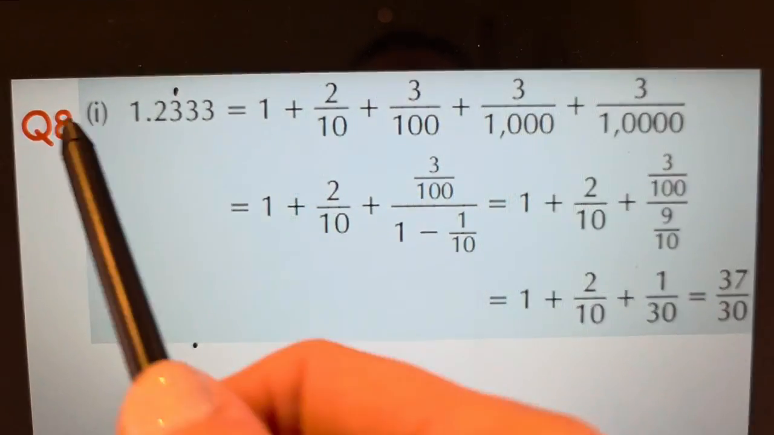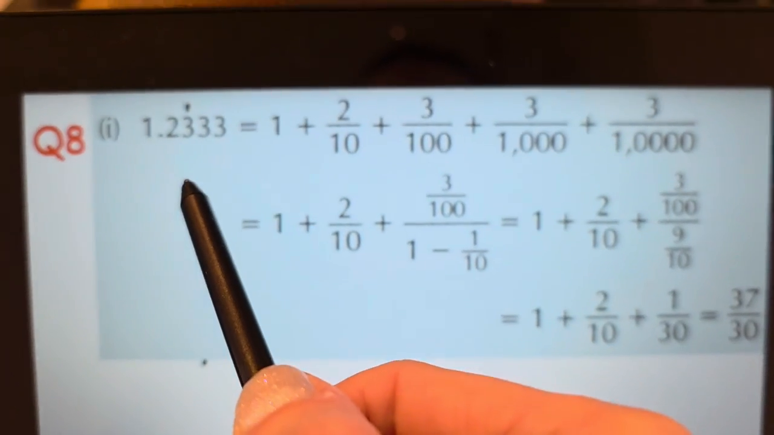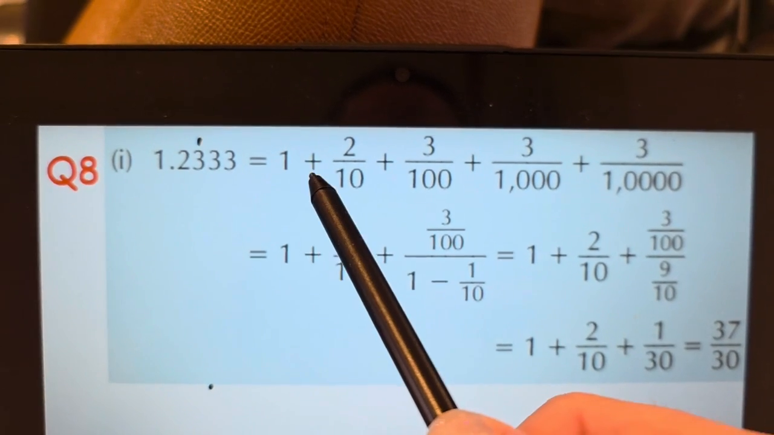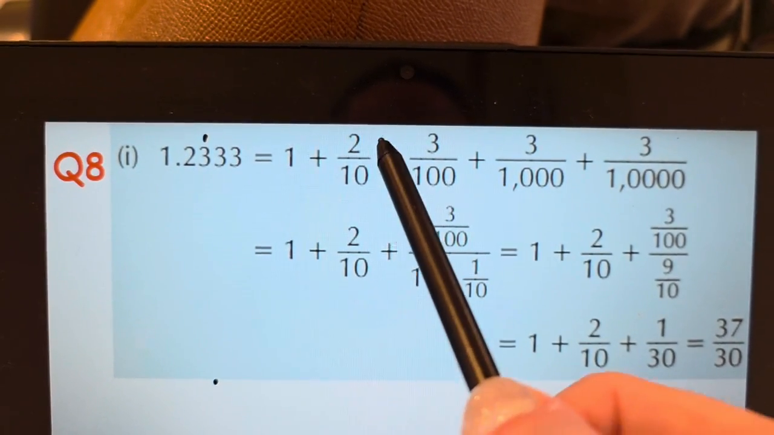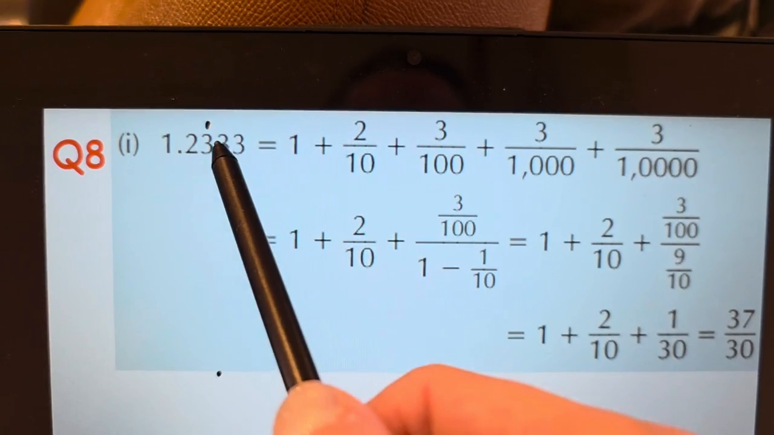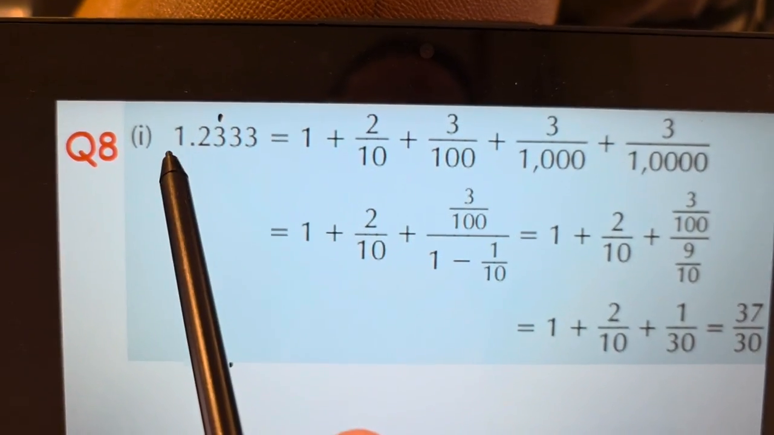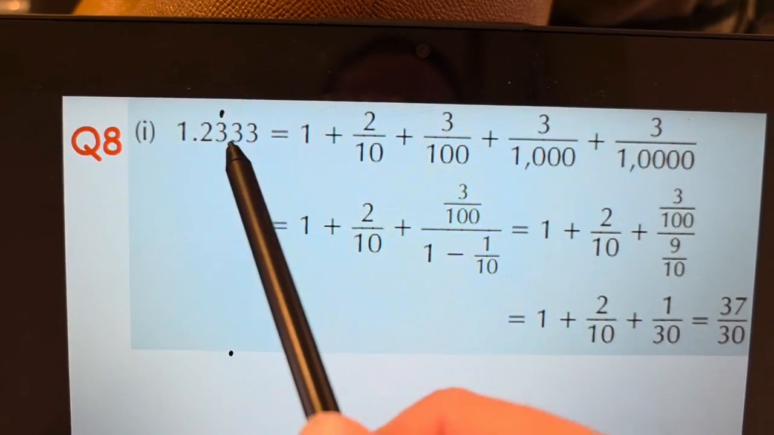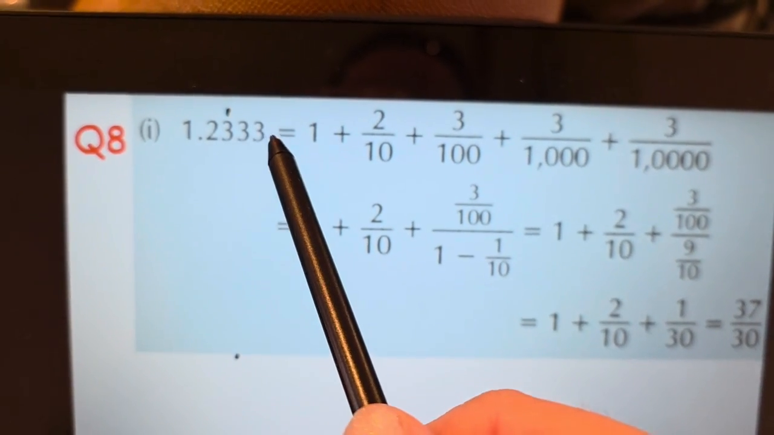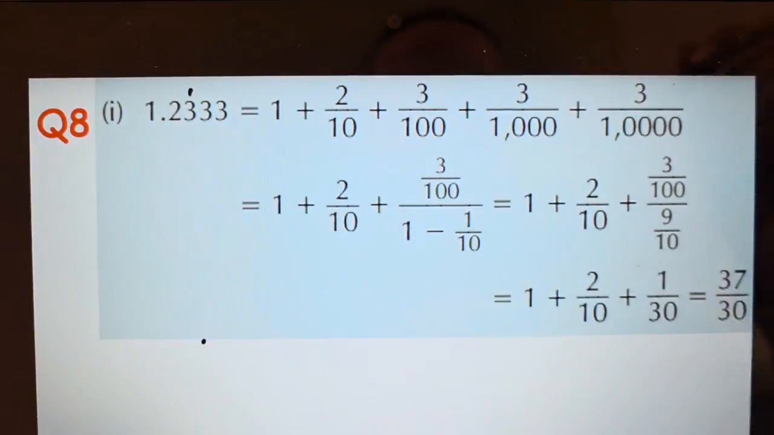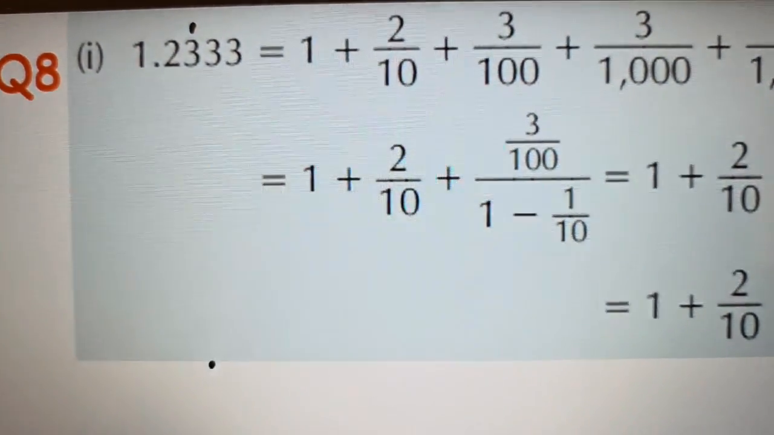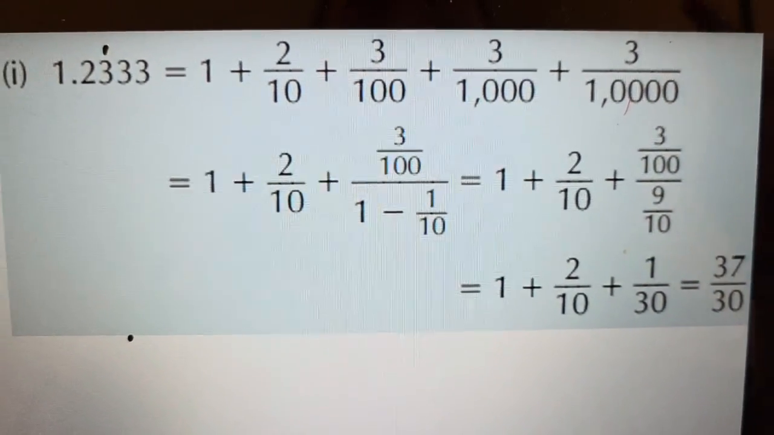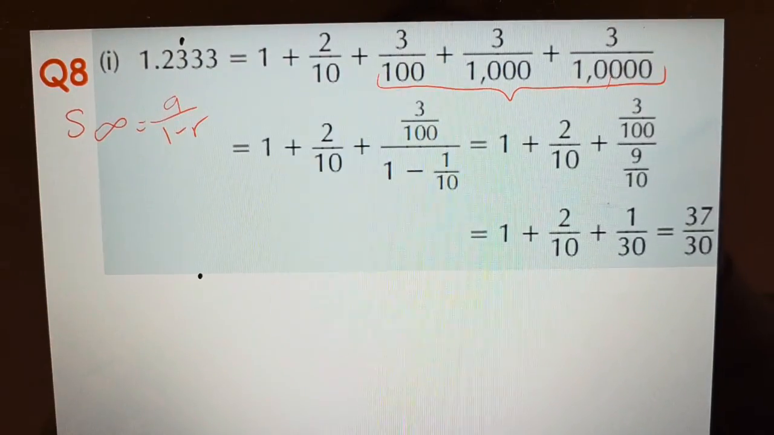Question 8, part 1. 1.23 and the recurring decimal is over the 3, so it'll keep going on 3 after that forever. Break it up: 1 whole unit plus 0.2, which is 2/10, plus 0.03, which is 3 over 100, plus 0.003, which is 3 over 1,000, plus the next one will be 0.0003, which is 3 over 10,000. Right, the repeating pattern starts at the 3 over 100.